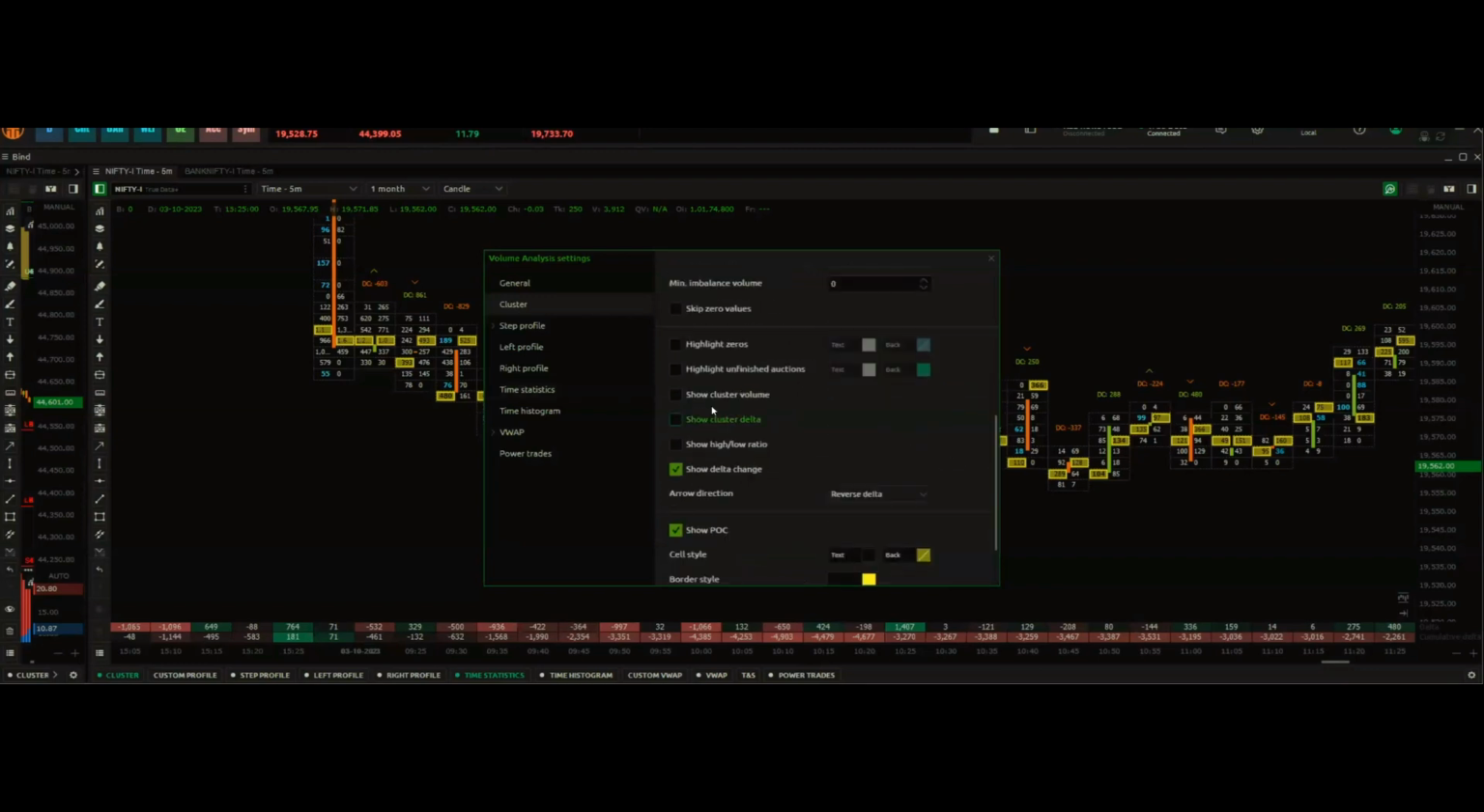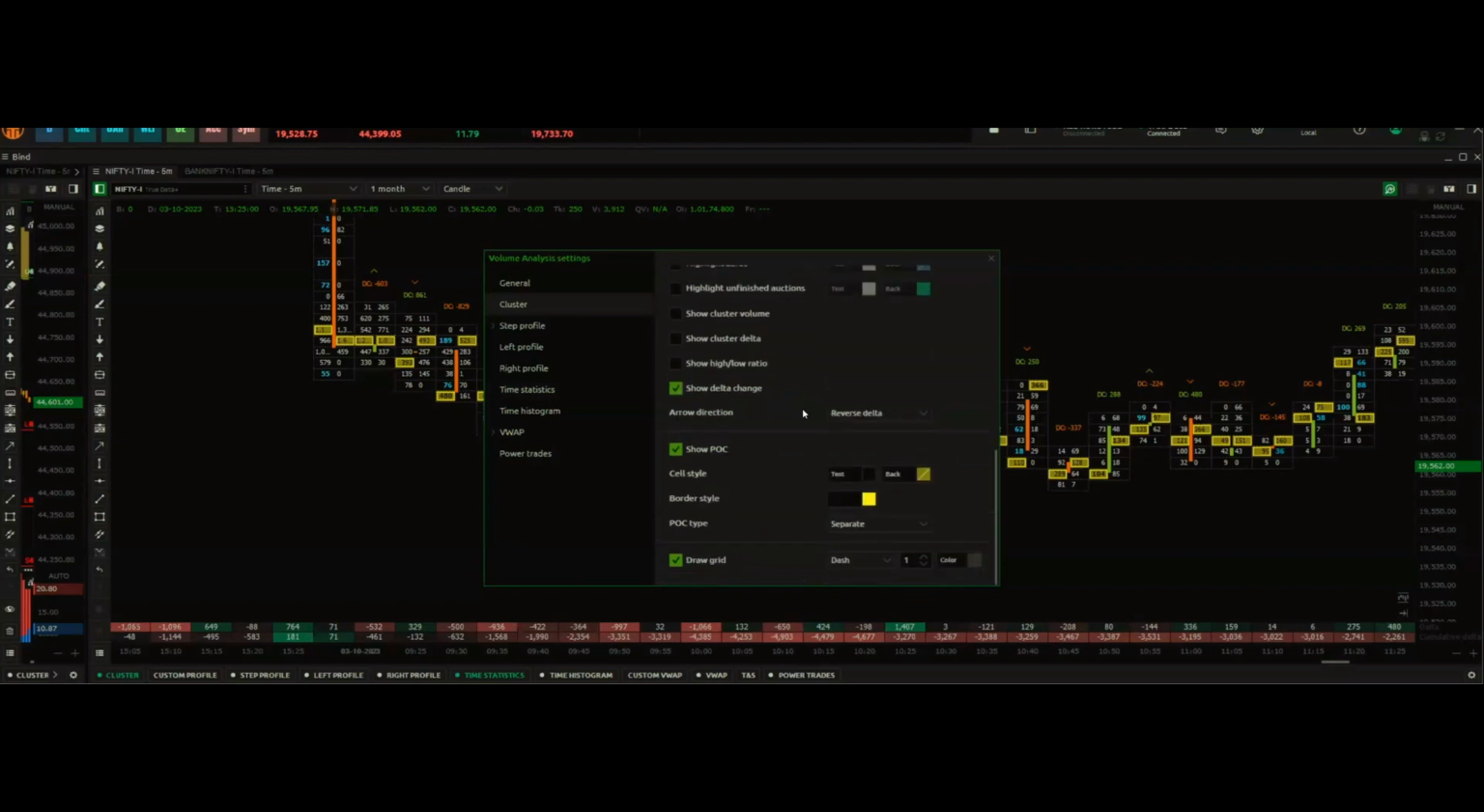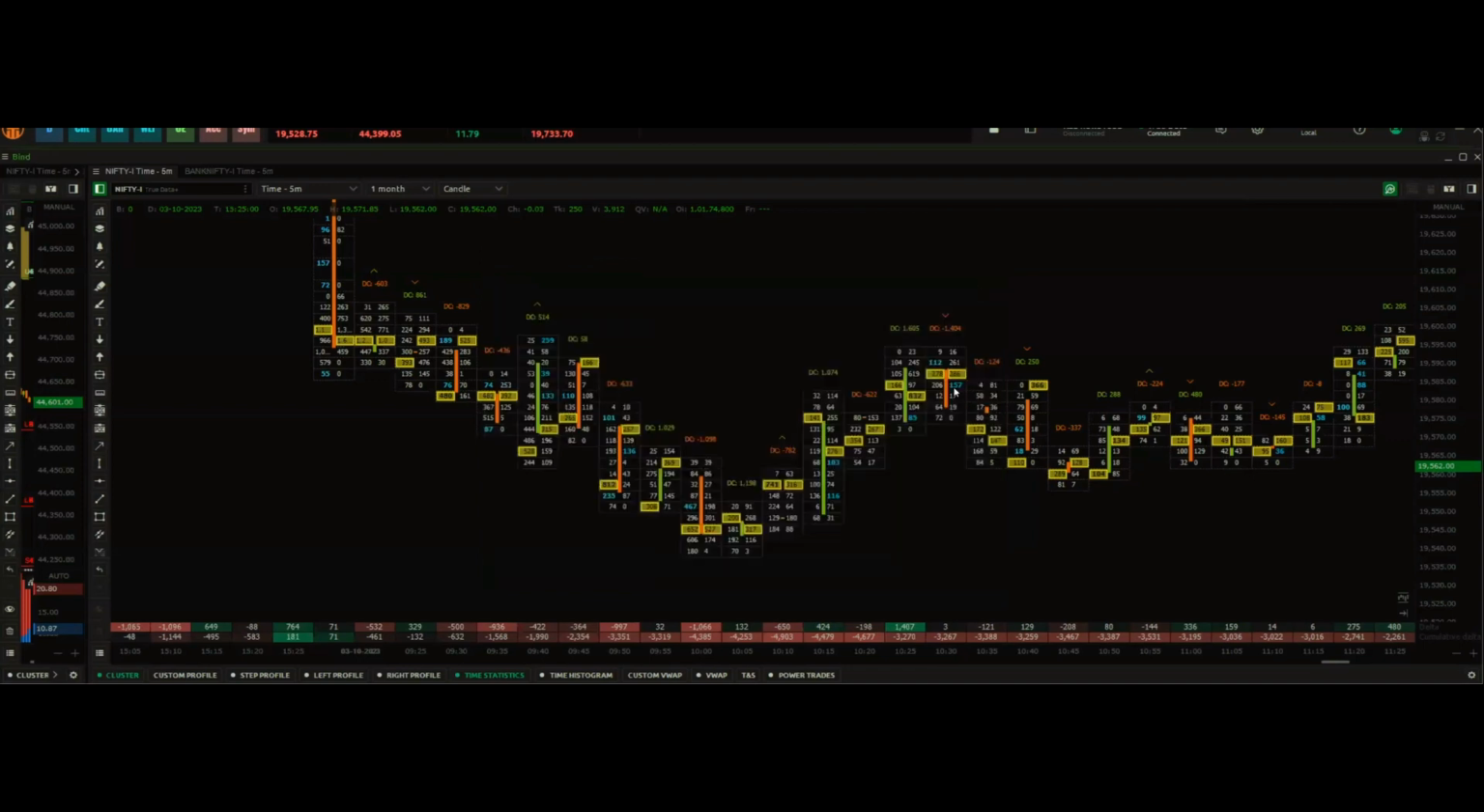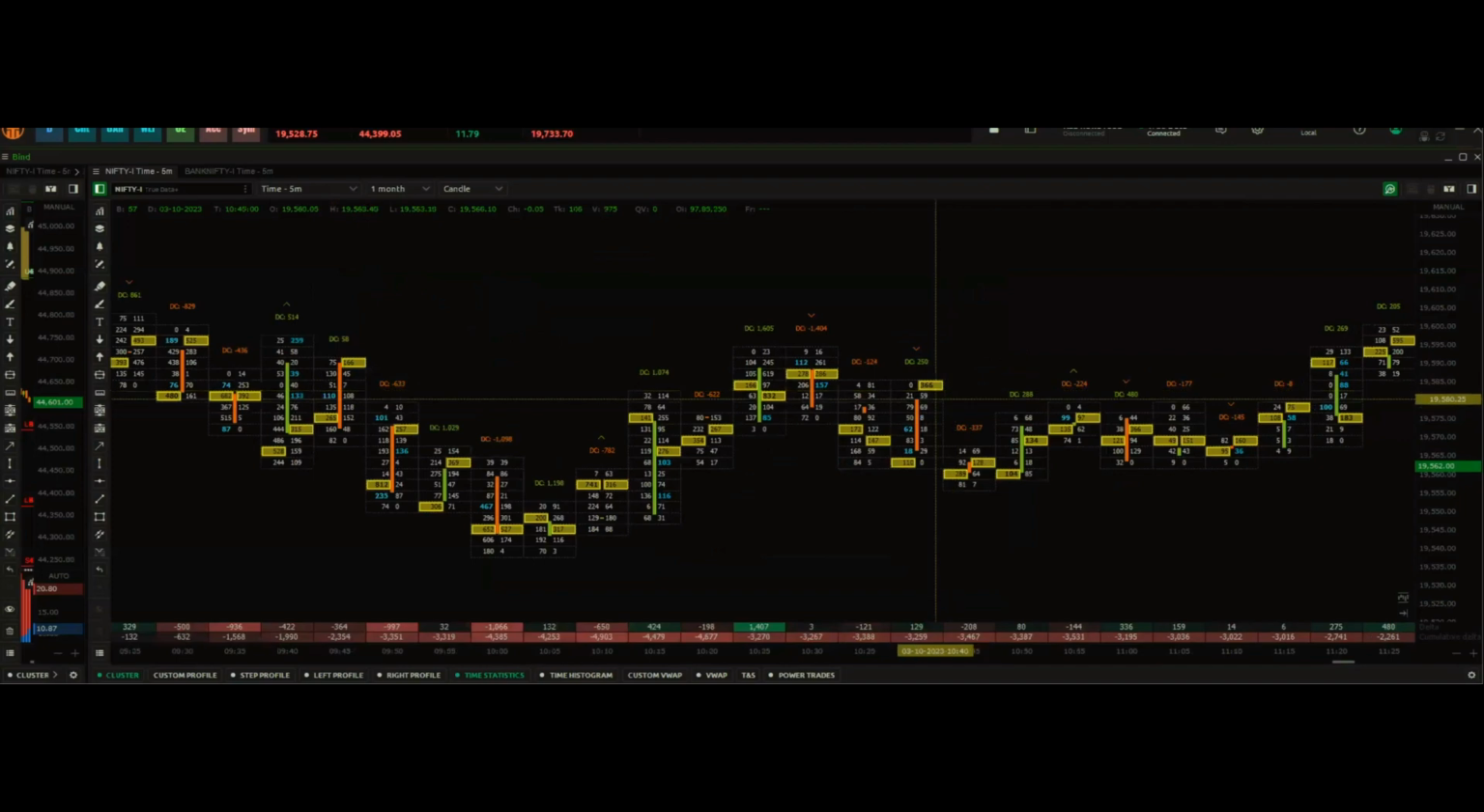Other settings like cluster volume, cluster delta, high-low ratio, these are not things which I personally use on a day-to-day basis in my footprint analysis, only in specific cases. I like to keep my point of control, that's the highest volume traded in a particular block, separate rather than combined, on both the bid and the ask side. Now, any more questions so far?